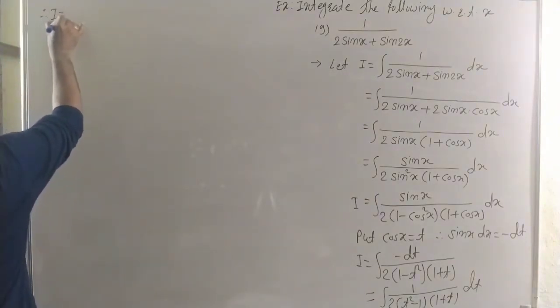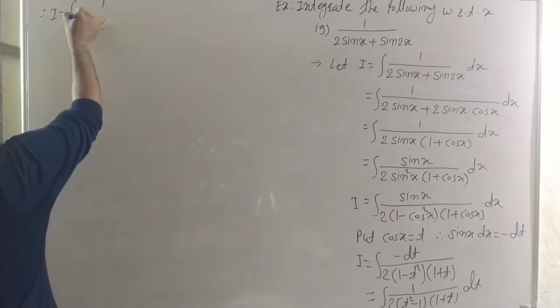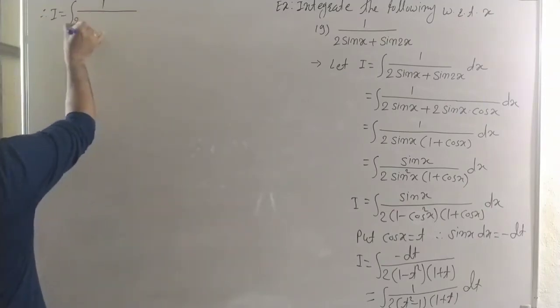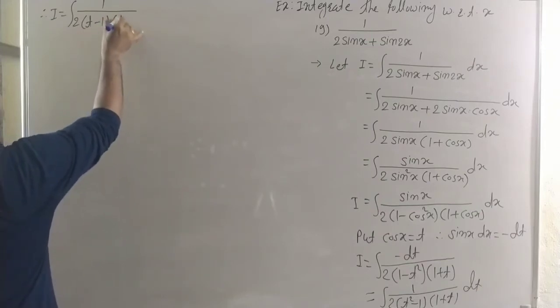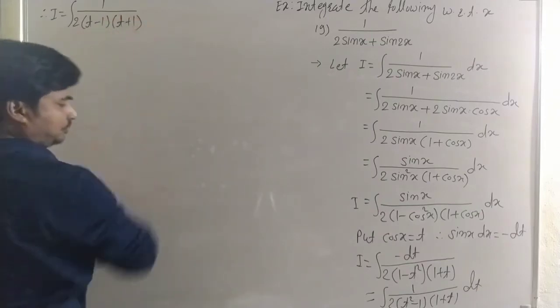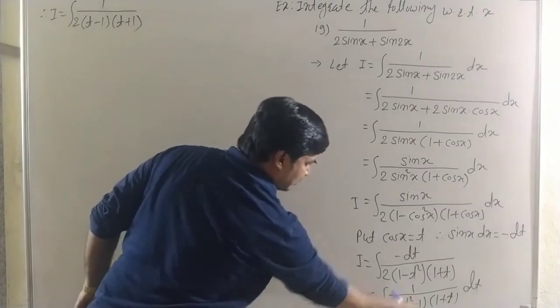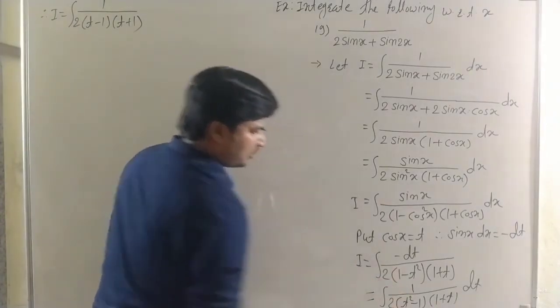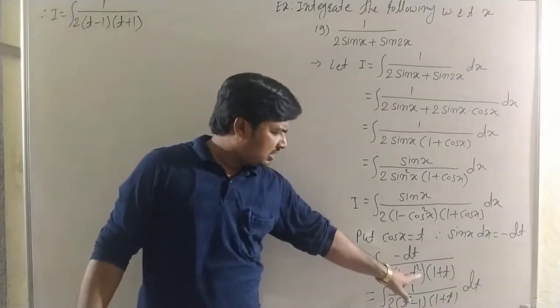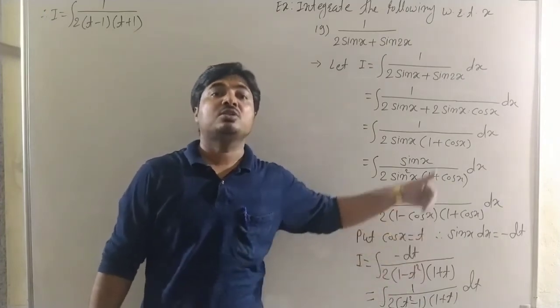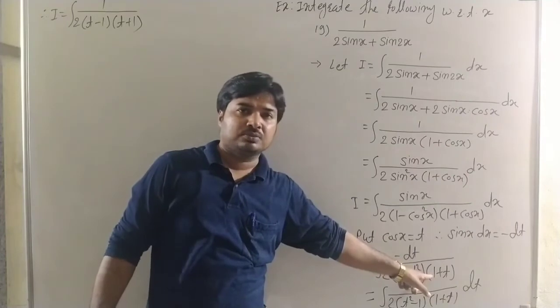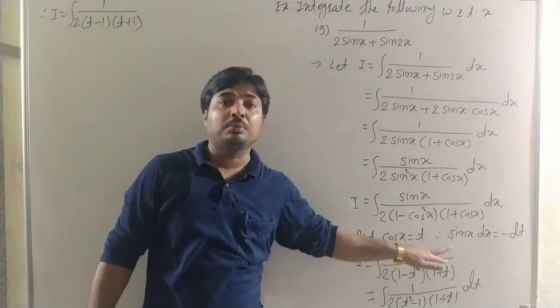our integral becomes 1 upon 2 into t minus 1 t plus 1. Here it is t square minus 1, or it is 1 minus t square. 1 minus t square can also be written as 1 minus t into 1 plus t, and here it is 1 plus t, so it is repeated.